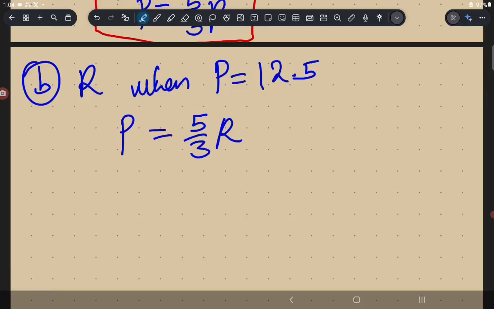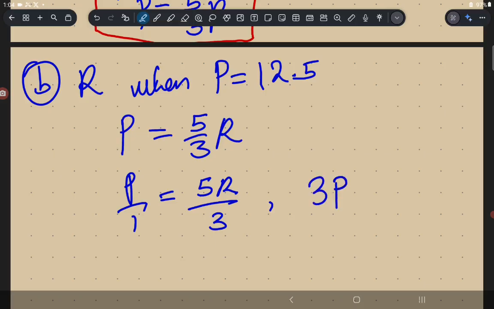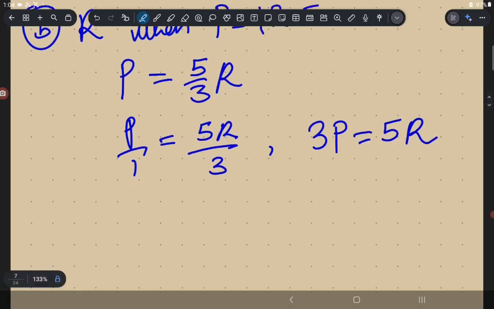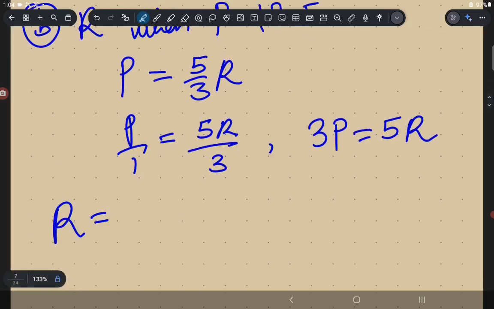One of our videos dealt with the topic we call changing of the subject of a formula. Let's make R the subject of the formula. So we have P over 1 is equal to 5R over 3. Let's cross multiply to have 3P is equal to 5R. So if 3P is equal to 5R, our R will be 3P over 5.